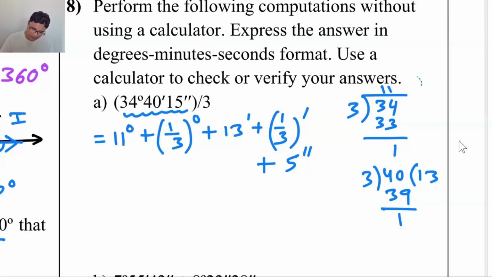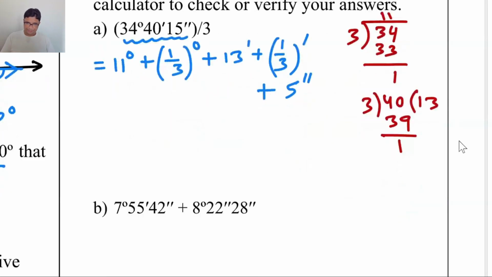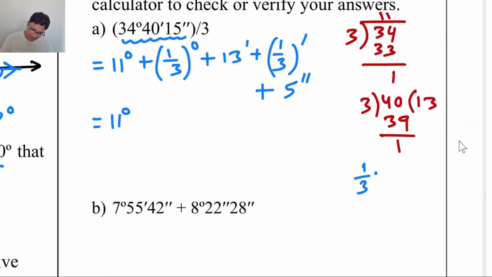Okay. So let me change the color. On the right side, we did this scrap work. This is our first step. So how do we simplify it? This is 11 degree. What about the 1/3 degree? That's less than 1 degree. So now what you do, multiply that 1/3 by 60. Get 20. And now that becomes minutes, right? So plus 20 minutes. 1/3 times 60 will convert it to minutes.